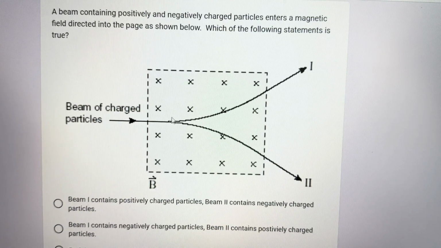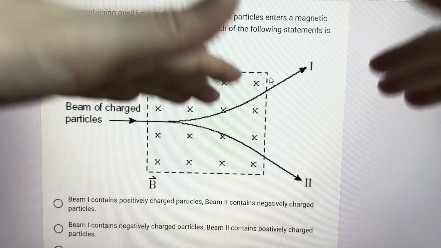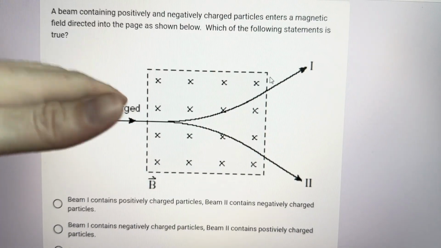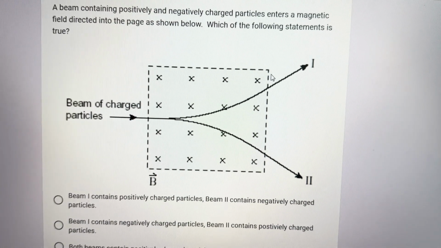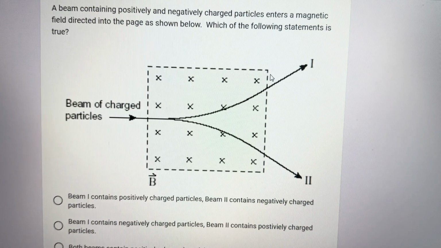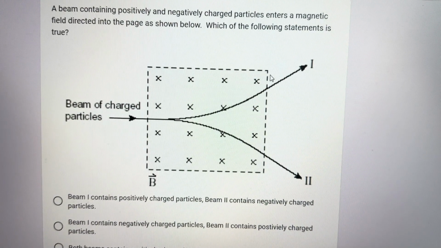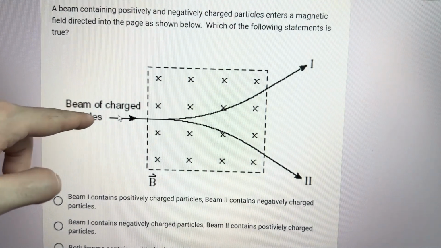Okay, well, right away I'm thinking they can't both be the same because they deflected in opposite directions, right? So really this just comes down to use your third hand rule, and if the left hand explains one of the beam's motions, that beam must be negative. If the right hand explains one of the beam's motions, that beam must be positive. So they both came in moving to the right.